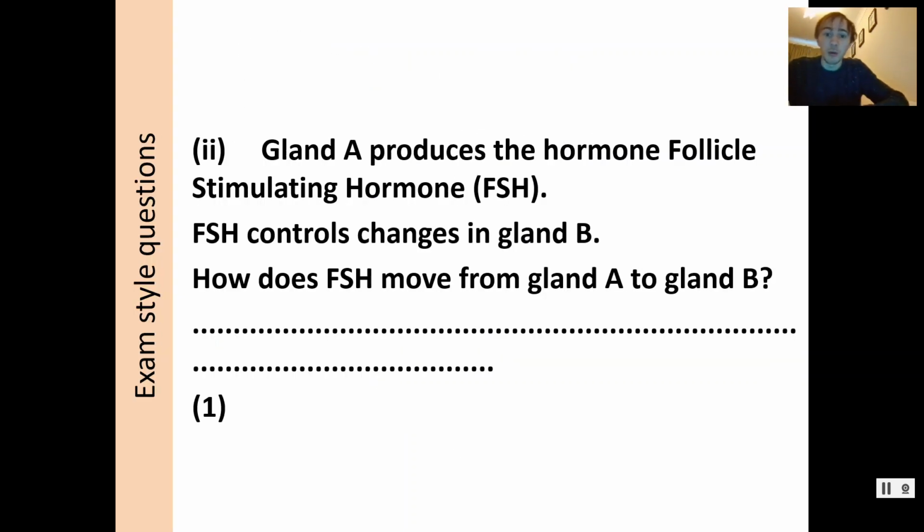Gland A produces the hormone follicle-stimulating hormone. Well, you knew that already. FSH controls changes in gland B. How does it move from gland A to gland B? I hope you're starting to see a pattern here. They often ask this question, don't they? Don't write it down. How do hormones get around the body? Through the blood. And I'm hoping that everyone knew that.